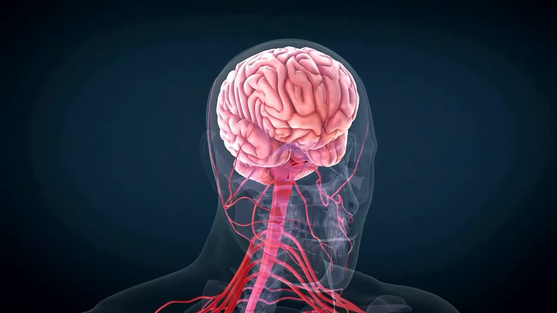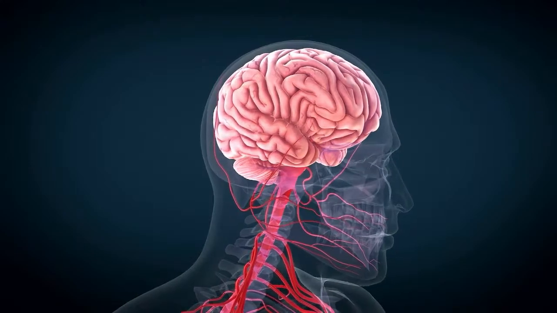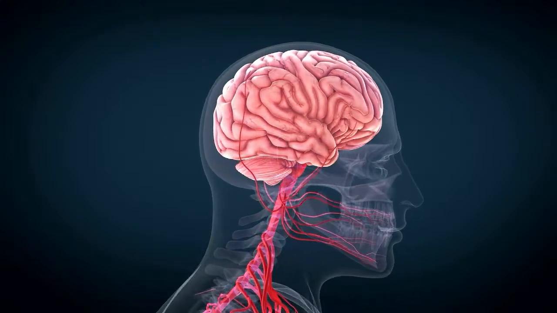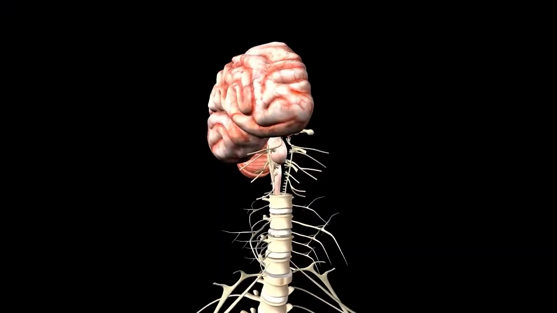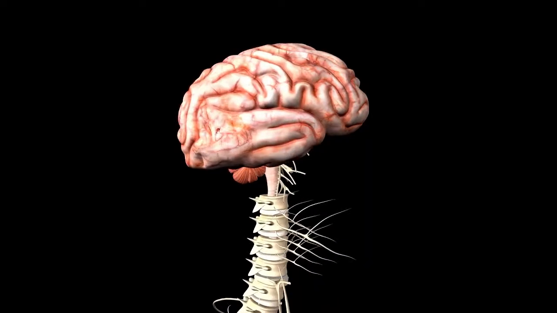This was the basic overview of the human brain, its components, and the functions which the brain and its components perform. We will go into more detail in some other video.